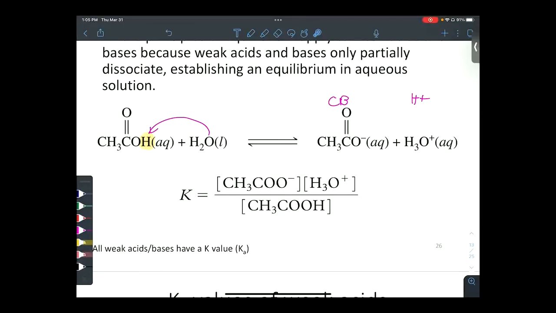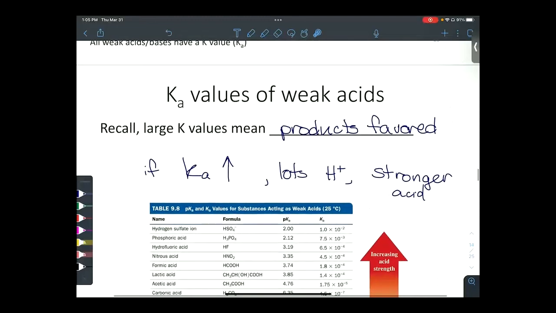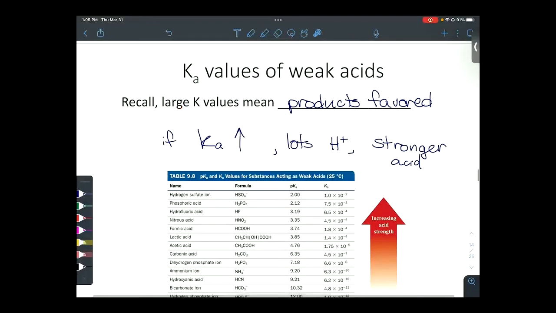A large K value means we have a lot of products. We have a lot of this floating around in solution. That's what makes it acidic. All right, so what we see here: a large K value means products are favored. Large Ka means lots of H plus, because that's the product, and we call that the stronger acid.